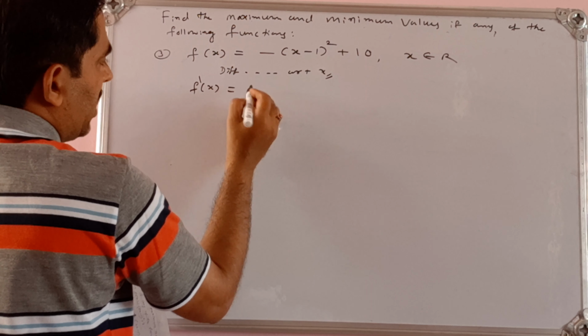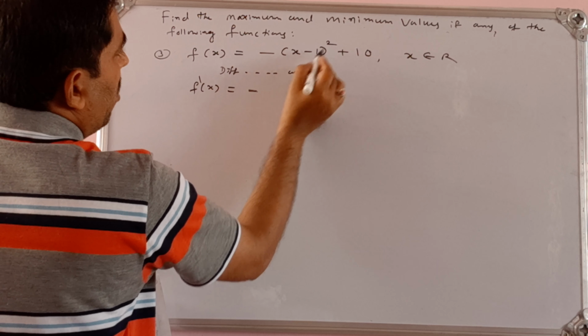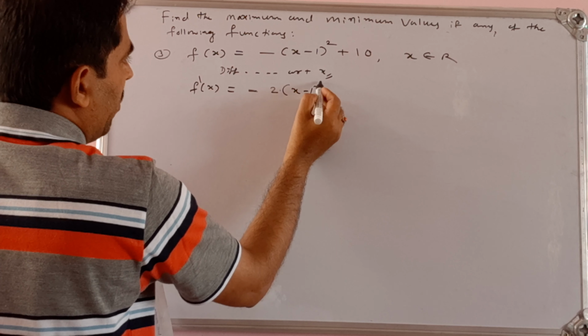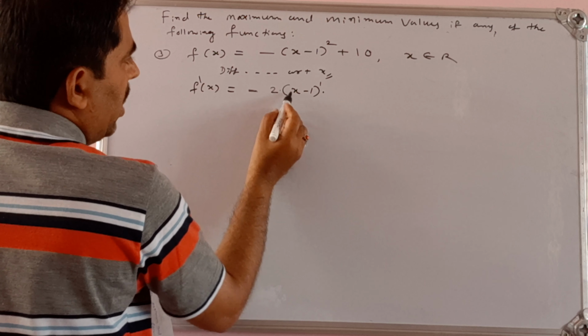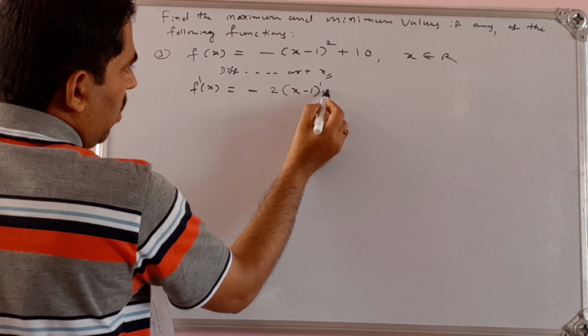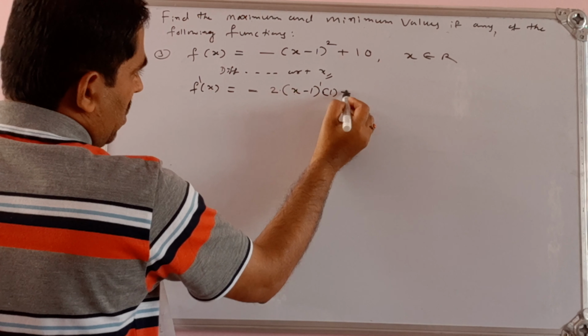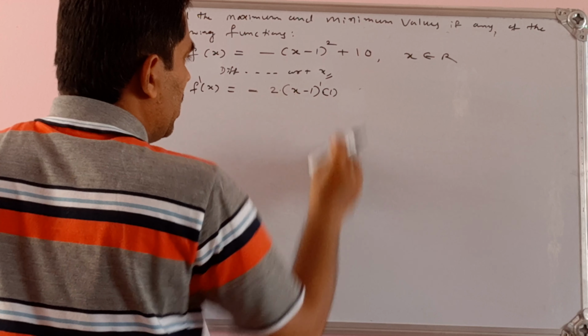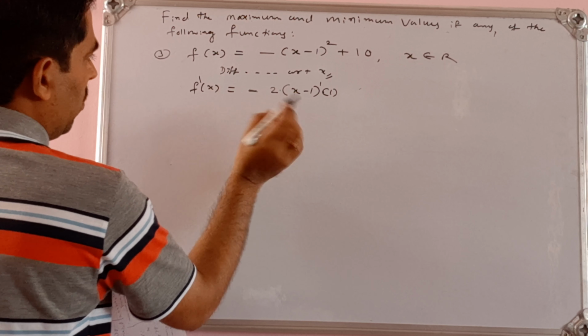So minus I will write as it is. Minus 1 is a constant. The derivative of x minus 1 whole square, using the rule for x to the power of n, is n into x to the power of n minus 1, so I will get 2 into x minus 1 into the derivative of the inner quantity. The derivative of x is 1 only. Plus the derivative of 10 is 0, so we need not write that here. This is the first derivative.